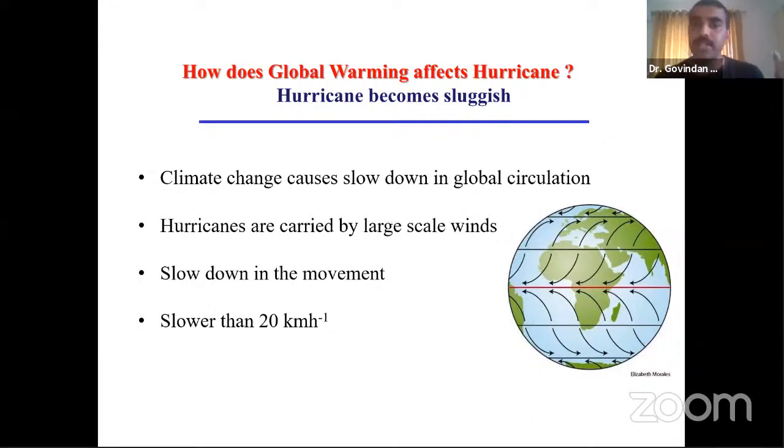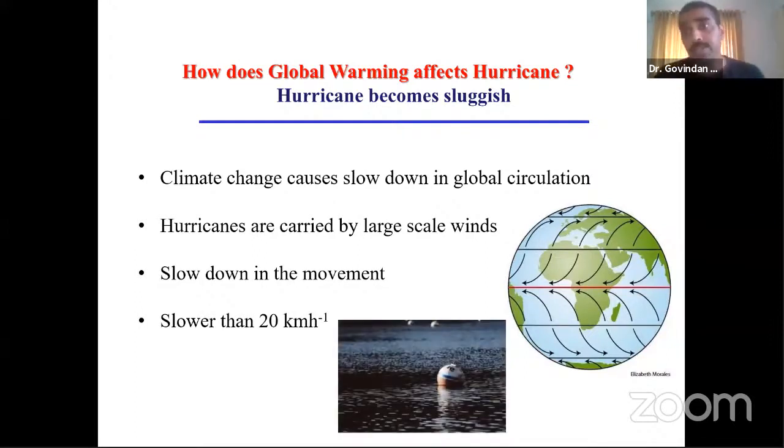So hurricanes are just carried by large scale wind. For example, or as an analogy, assume that a ball is floating on a stream of water. When the stream of water is moving fast, the ball will also move fast. When the stream is moving slowly, the ball will also move slowly. So the speed of the ball depends upon the velocity of the stream.